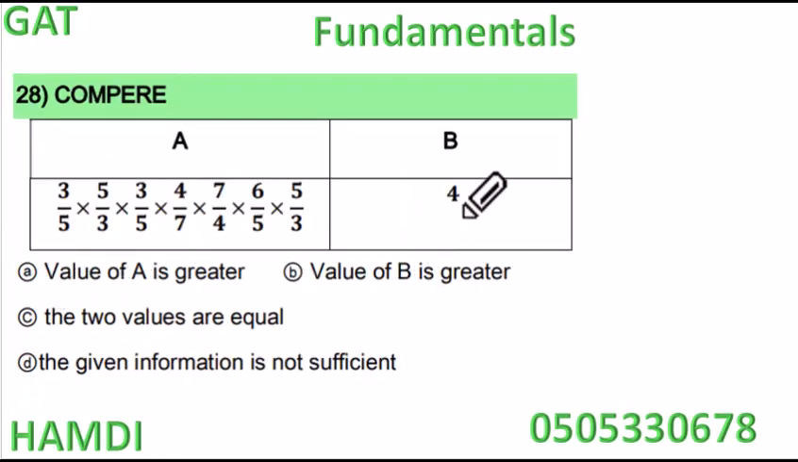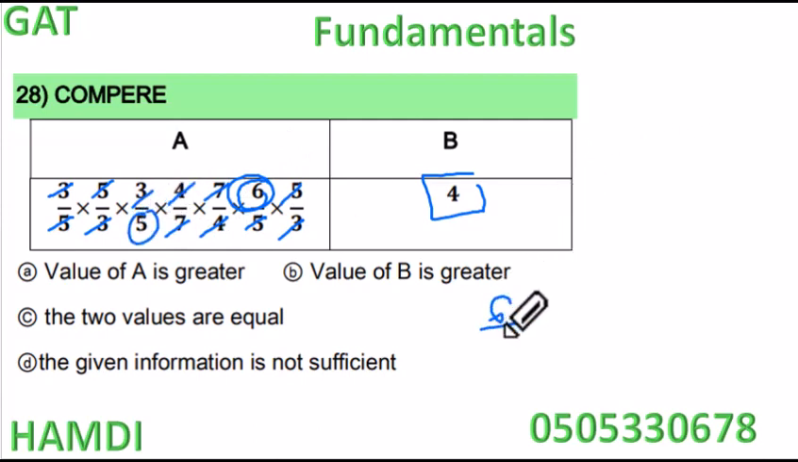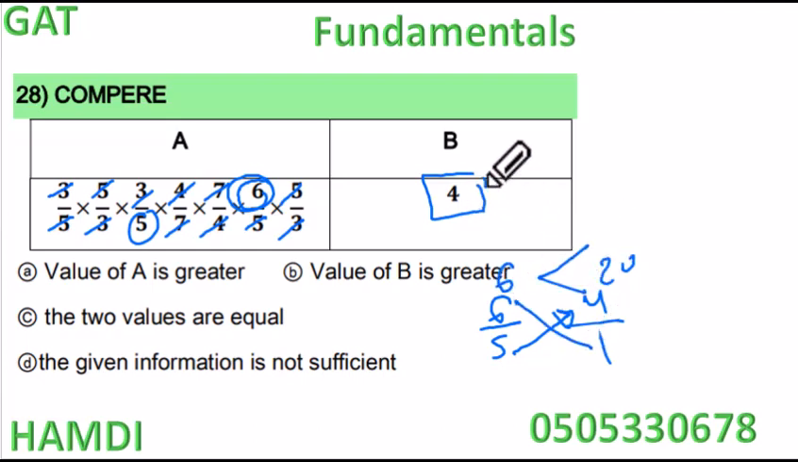In question number 28, value B is in simplest form, so we will solve value A. We simplify 3 with 3 and 5 with 5. Here 7 with 7, 4 with 4, and here 5 with 5, and 3 with 3. So the rest is 6 over 5. 6 over 5, compare it with 4. We make cross multiplication. 4 times 5 is 20, and 1 times 6 is 6.